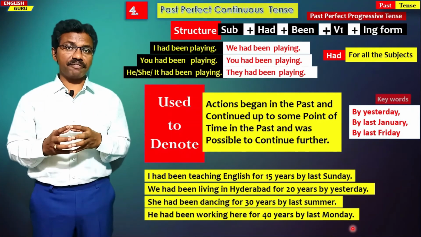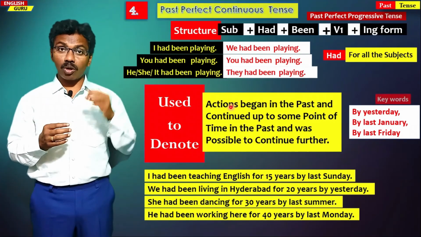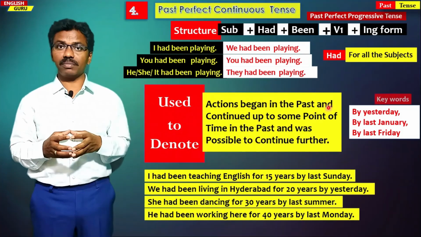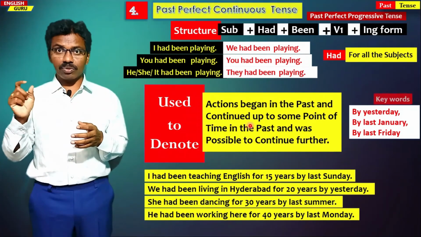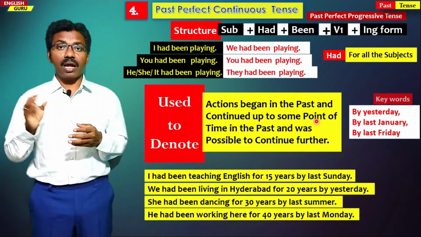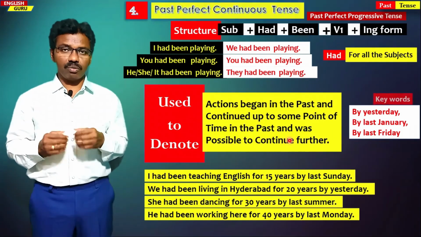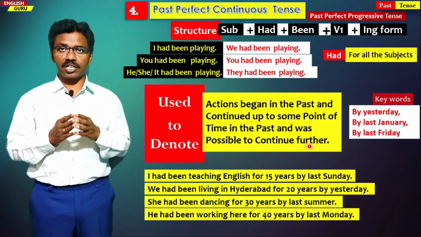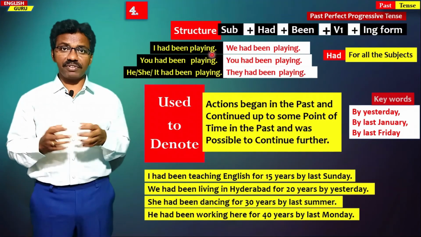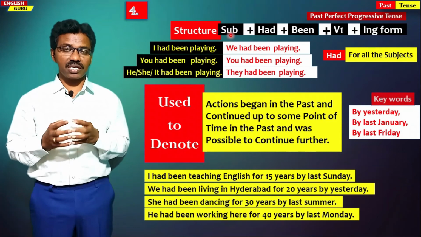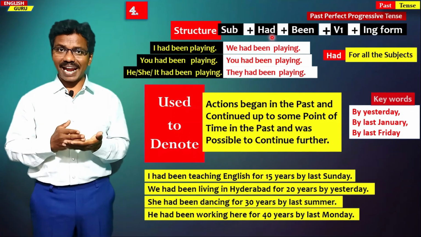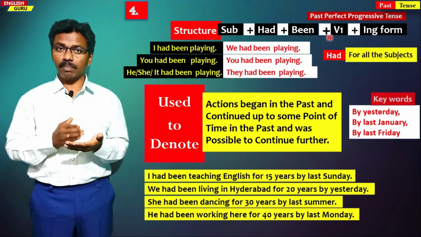So past perfect continuous tense is used for all the actions that began at some point of time in the past, continued up to some point of time in the past, and maybe continue further also. For such kinds of situations we use past perfect continuous tense. And the structure of a sentence in past perfect continuous tense is subject plus had plus been plus verb 1 plus ing form.